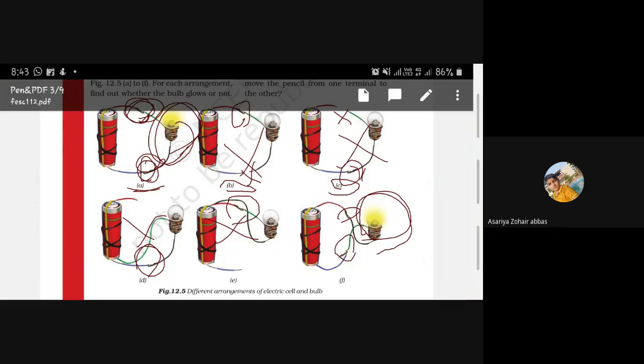So only when you arrange the positive and negative terminals properly will the bulb glow.